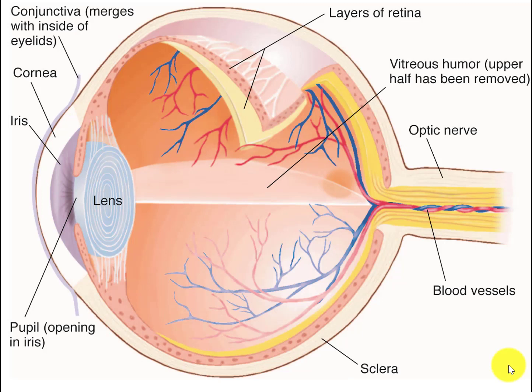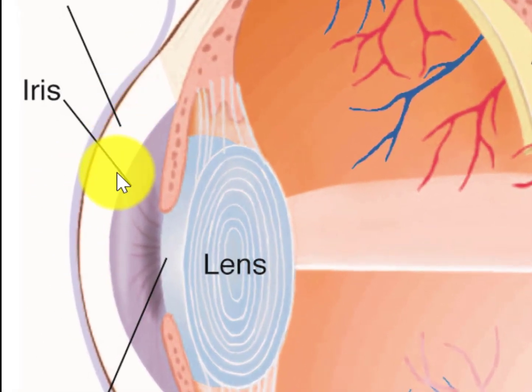So let's go over some basic anatomy of the eye. Starting over here, light is entering here, and this is the cornea. It's clear, and it's actually made of the same tissue that your sclera, the white part of your eye, is made of. It's just made in a way that it's transparent. Light travels through the iris, through the pupil, which can get larger or smaller depending on the light.